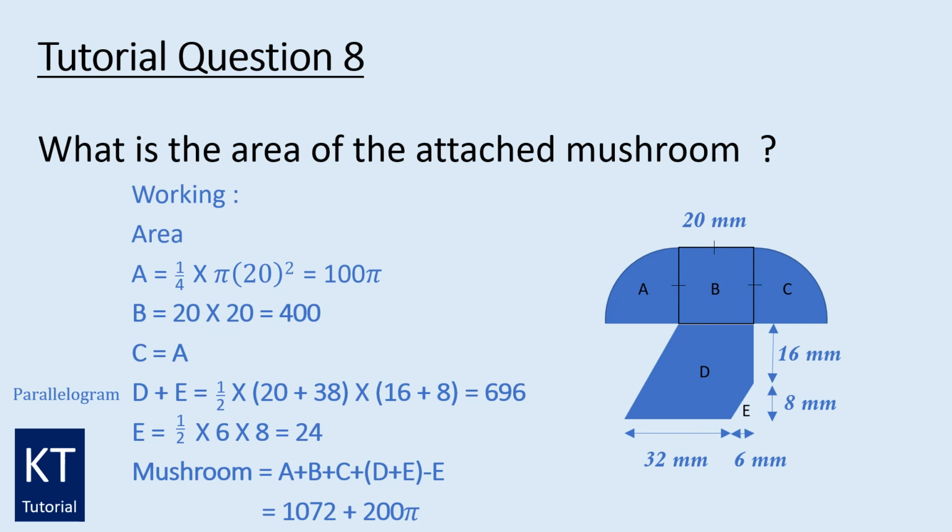The smaller chunks are labeled here as A, B, C, D, and E. A itself can be calculated using the formula of a sector, B with the formula of rectangle, C being the same as A, D with the formula for a parallelogram, and E with the formula of a triangle. The area of the mushroom is simply the addition of A, B, C, and D, and that leads us to 1072 plus 200 pi.